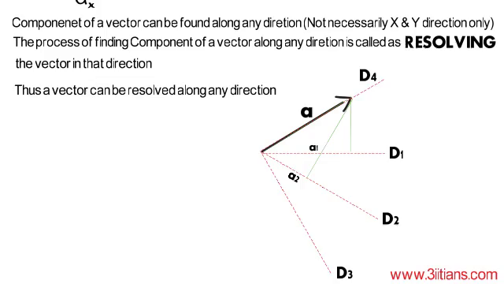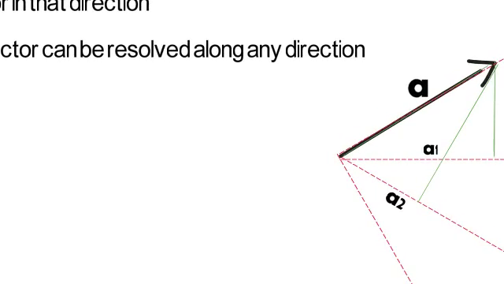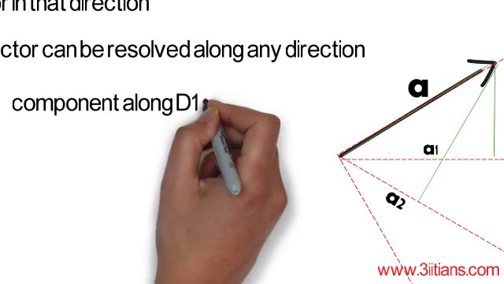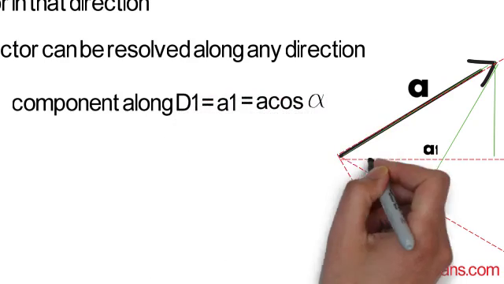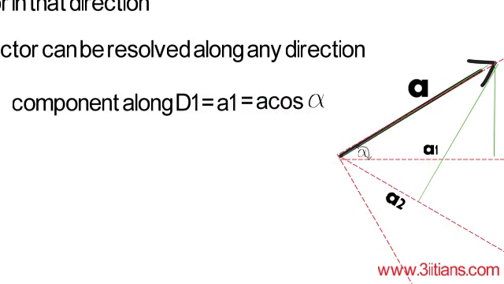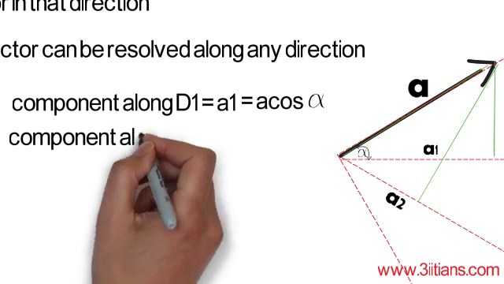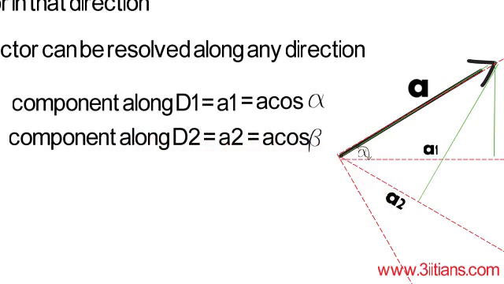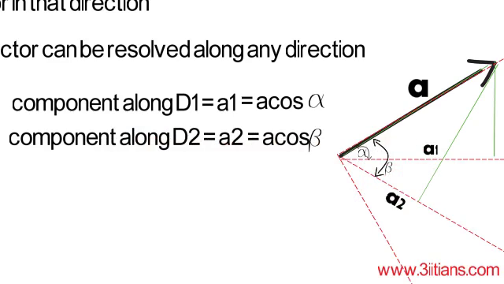If we want to have precise mathematical expressions for the components along different directions, as we have seen earlier, the component along the direction D1, A1, will be equal to A cos alpha, where alpha is the angle between the vector A and D1. The component along D2, A2, will be equal to A cos beta, where beta is the angle between the A vector and the D2 direction.